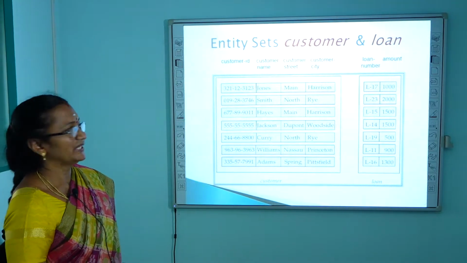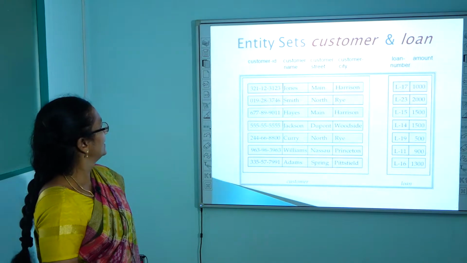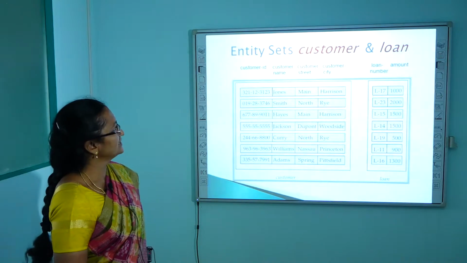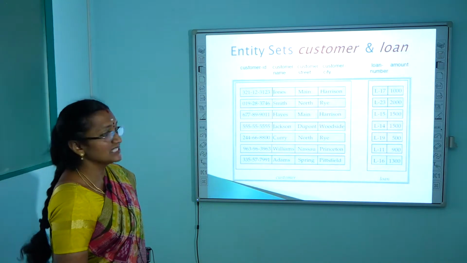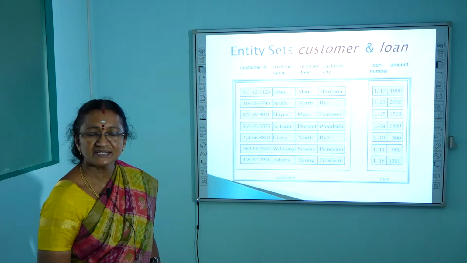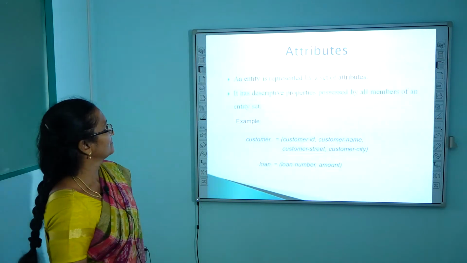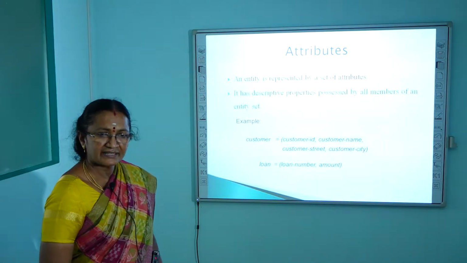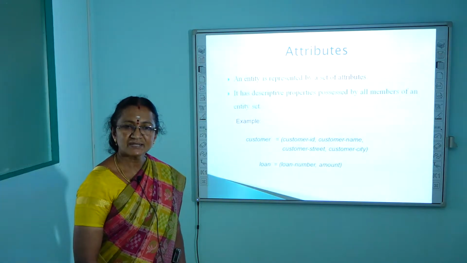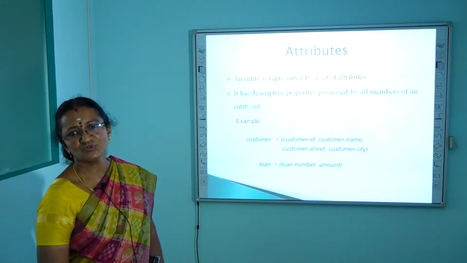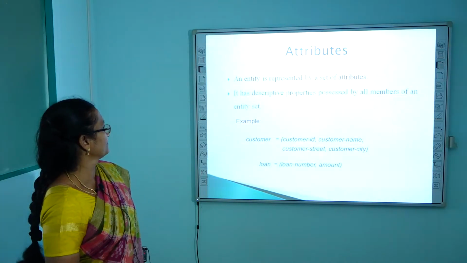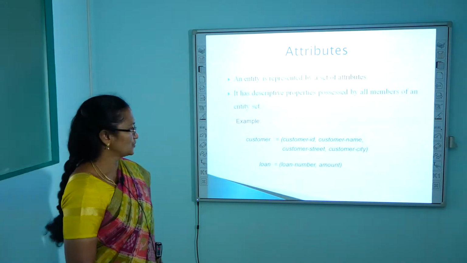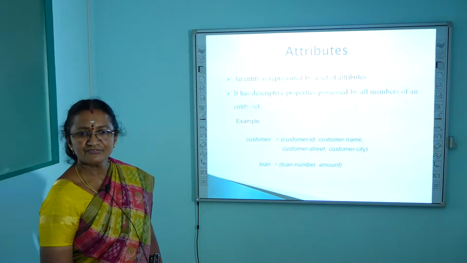Customer and the loan. Customer entity has the fields customer ID, customer name, customer street and customer city. Loan entity has the fields loan number and the amount. These fields are represented as attributes. An entity can have a set of attributes. Customer entity has the collection of attributes like customer ID, name, etc. This is the customer schema represented by list of attributes. Loan schema is also represented by list of attributes.